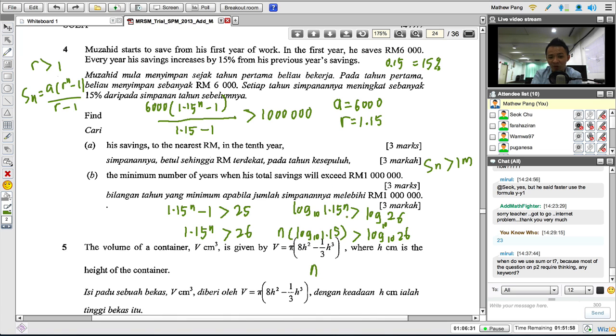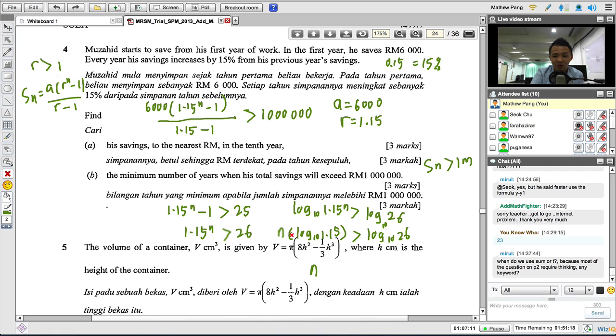Because a lot of common mistakes are something like this. Let's say n log 0.5 will be bigger than 1. Then they will say n will be bigger than 1 over log 0.5. A lot of students think there's no problem for this part. But if you press the calculator, log 0.5 actually gives you a negative value. So that means this is wrong. If log 0.5 is a negative value, your n will be less than 1 over log 0.5. So this is something you must be very alert about in the exam. If not, you will lose 1 or 2 marks because of this.